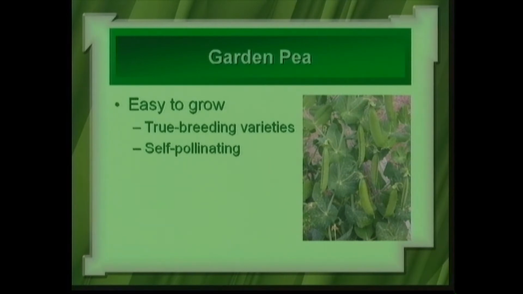And another thing about these garden peas is that they tend to be self-pollinating because the flower itself tends to stay closed. So the only way they can do sexual reproduction is to self-pollinate. Isn't that amazing?